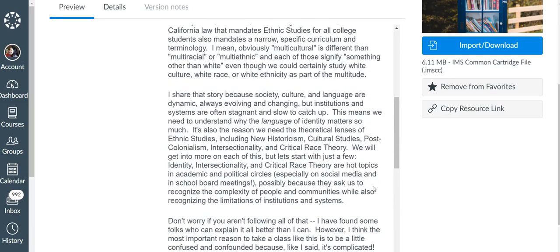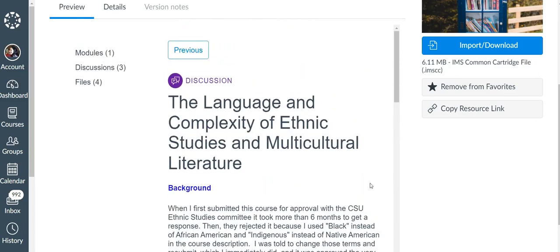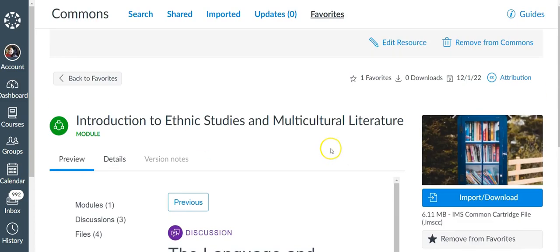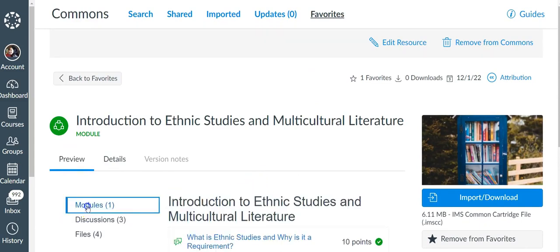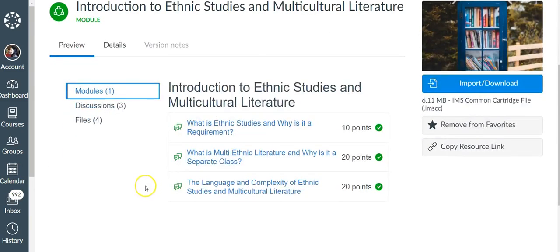So, sorry, I've gone on longer than I want, and I'm starting to get a little bit lightheaded. This is the unit that I created as an introduction to ethnic studies and multicultural, multi-ethnic, diverse literature that I'm planning to share with my students the next time that I teach the class.